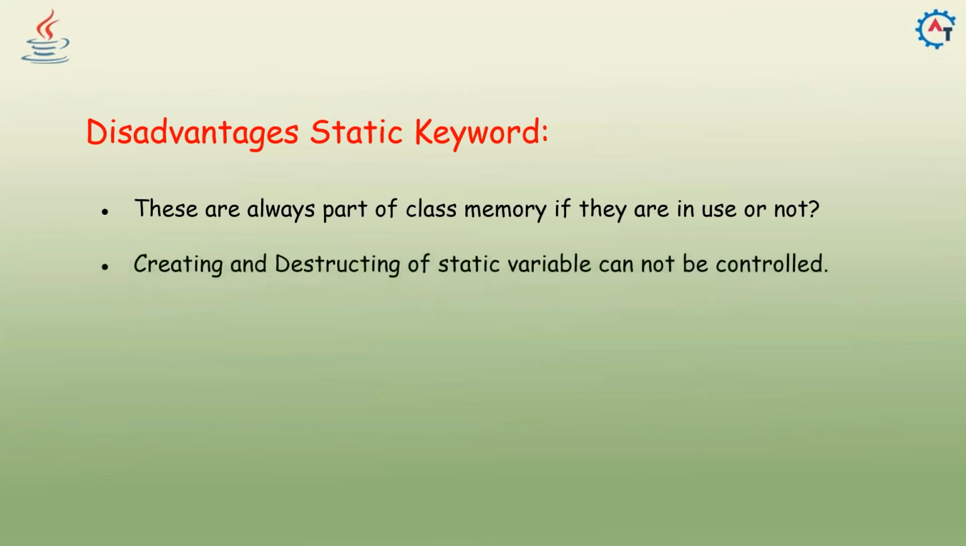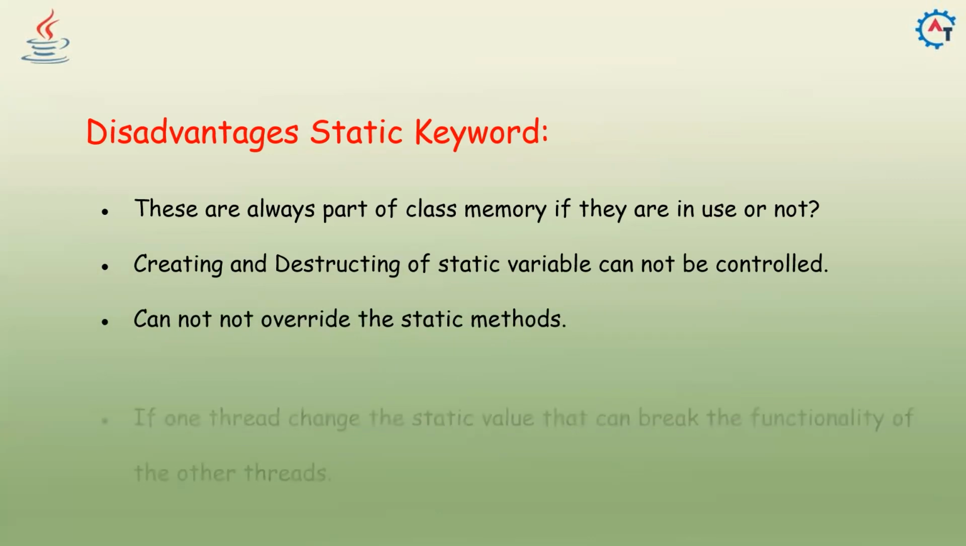Creation and destruction of a static variable cannot be controlled. If it is an object, I will create the object. But here you do not have any control. The moment the class loads, it will get created. Also, we cannot override static methods. What do you mean by override? We will discuss that, but static methods cannot be overridden.